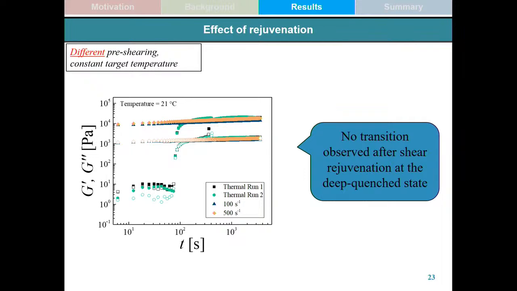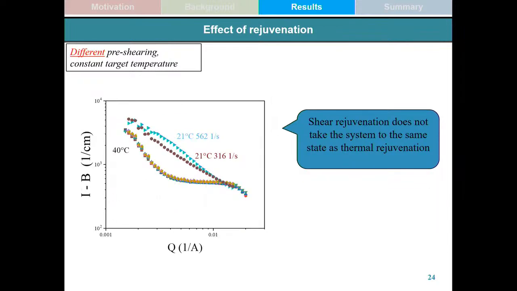So this suggests that shear rejuvenation cannot take your sample back to the initial state as thermal rejuvenation could. We also did the SANS scattering experiment to confirm that, and we saw that the intensity curves for thermal rejuvenation and for shear rejuvenation are not identical, which suggests that there is some kind of structure still retained even though you apply a very high amount of shearing to the sample. So it's only the thermal rejuvenation which takes the sample back to the initial state, and therefore the transition can occur again and again.